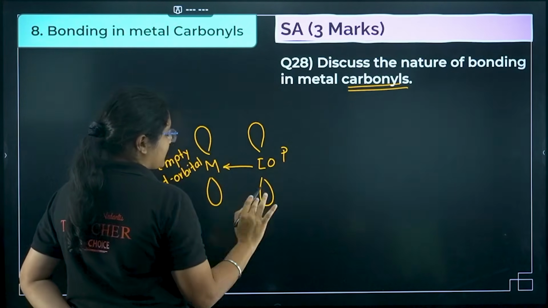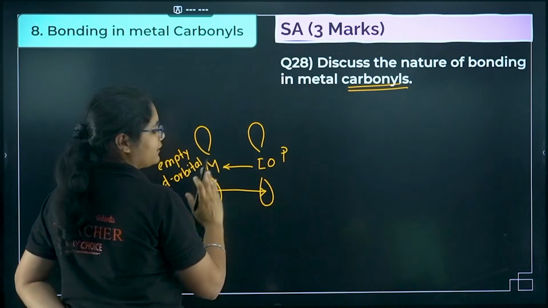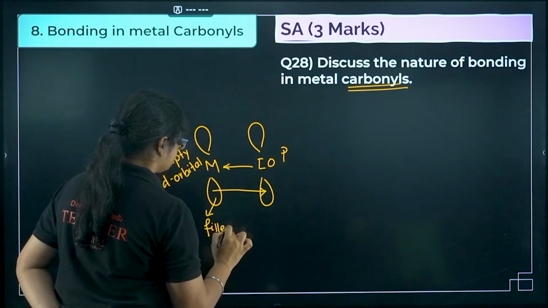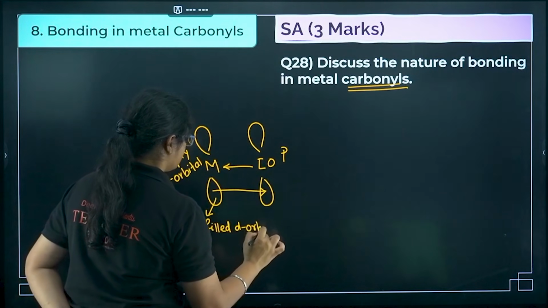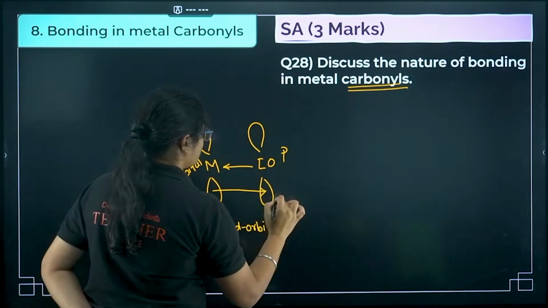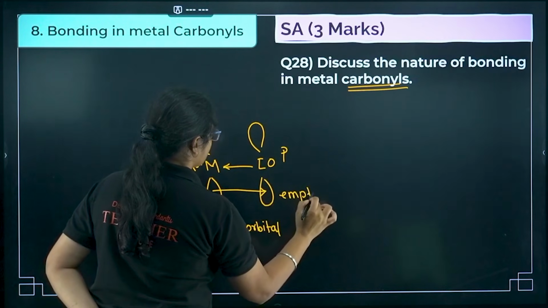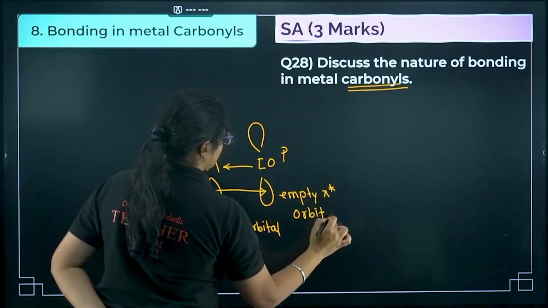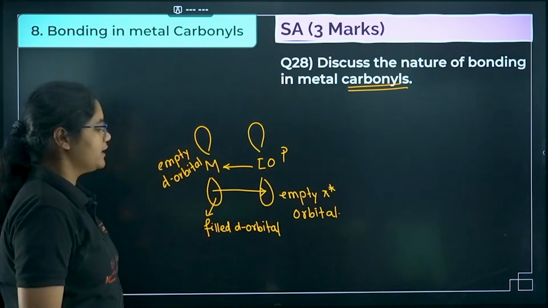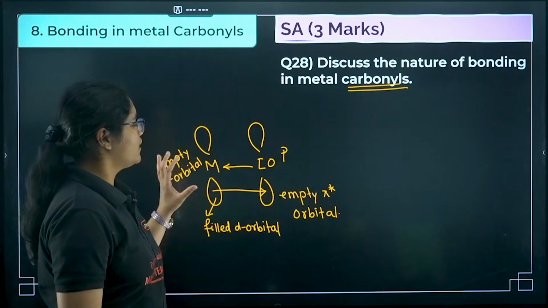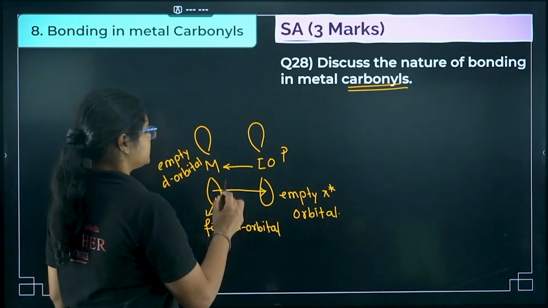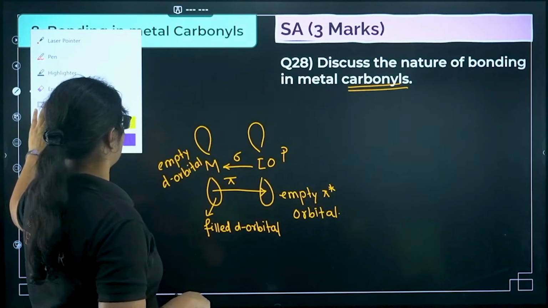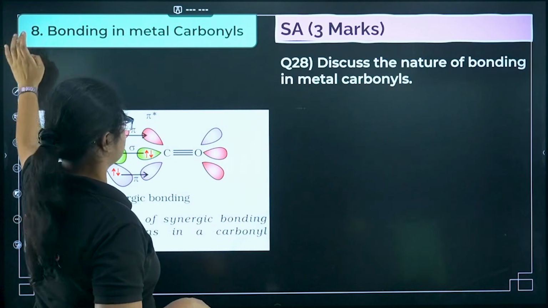Now as I said, there is back bonding also, so there is donation from metal to ligand also. The metal will donate from a filled d orbital to the empty pi star orbital. So this is what we have in the bonding structure: this is the sigma bond and this is the pi bond. Let me erase this and we'll see the diagram and also write the text.